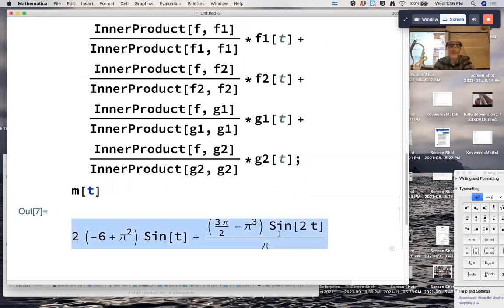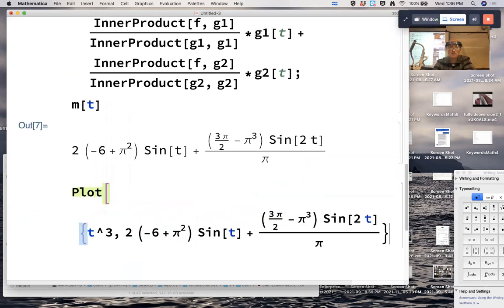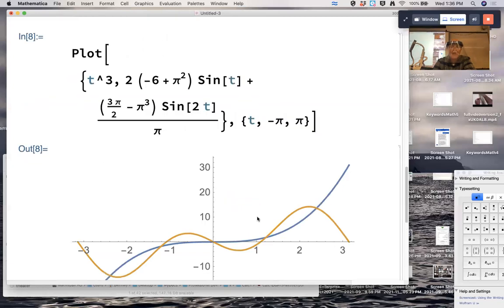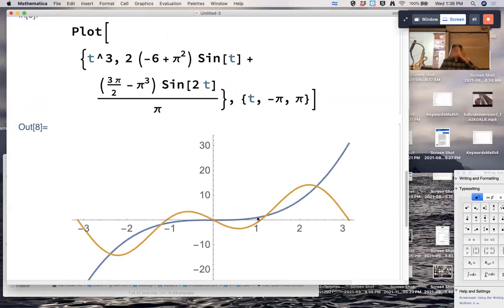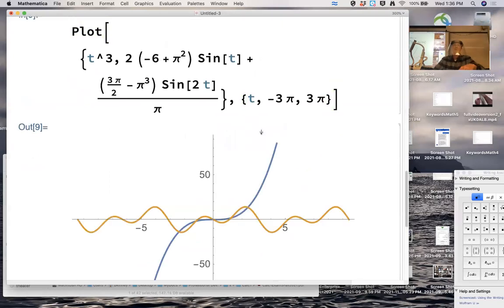What happens if I plot this along with t cubed? t goes from negative pi to pi. I get that. The orange graph is supposed to be an approximation of t cubed, the best approximation in W. You can see it's not real good. And it gets worse if I make the interval bigger. It gets worse because t cubed in the end is not periodic.